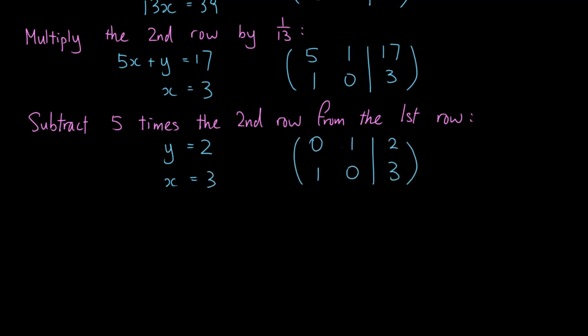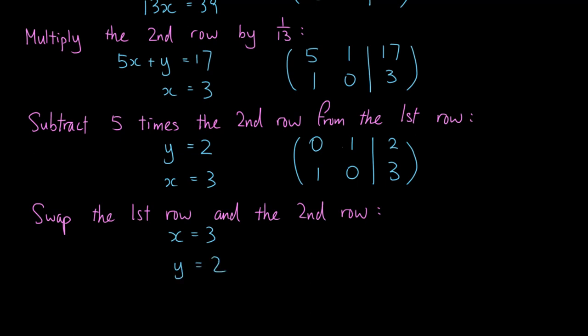We have already found the solution, but if we want to write things more nicely, we can swap the first row and the second row to get x equals 3 and y equals 2.